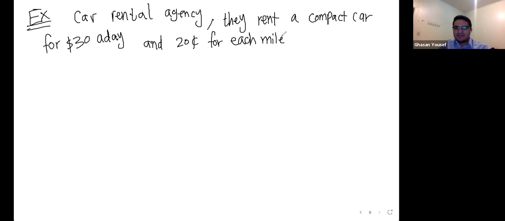So suppose they charge $30 per day and 20 cents for each mile. This is like U-Haul. You know U-Haul? U-Haul does the same thing. They charge $20 per day plus mileage. So the same thing for this car rental. They rent a car for $30 plus 20 cents for each mile.